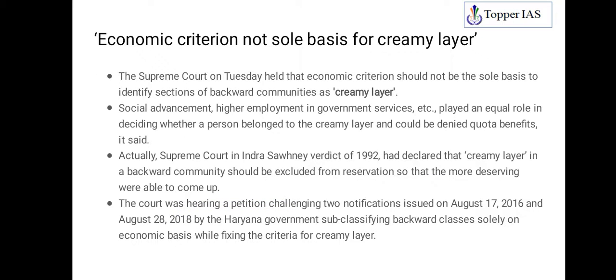So what Supreme Court said is, to qualify people under creamy layer, economic criteria is not the only reason. Apart from that, you should also take into account social advancement, higher employment in government services. These factors should also be considered, is what the Supreme Court has said now. So actually, Supreme Court of India in Indira Sawhney verdict of 1992 had declared that creamy layer in backward community should be excluded from reservation, so that more deserving were able to get the reservation benefits. So as part of that, various governments have been implementing and excluding the creamy layer. So what is the criteria was the issue. So Supreme Court said that criteria should be not just economic criteria, but take into account also social advancement and employment in their section of communities, employment in government services also.